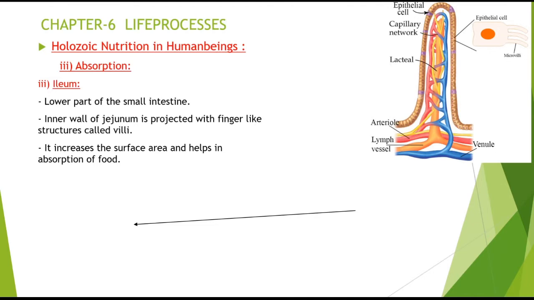After the nutrients present in the food are broken down into simpler forms, those simpler forms are absorbed in the villi. Due to the presence of the villi, the surface area increases and helps in absorption of the food. See, in the picture I am showing, these are the finger-like projections which are lined inside the ileum or small intestine.